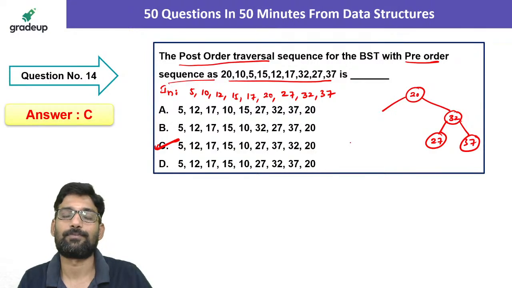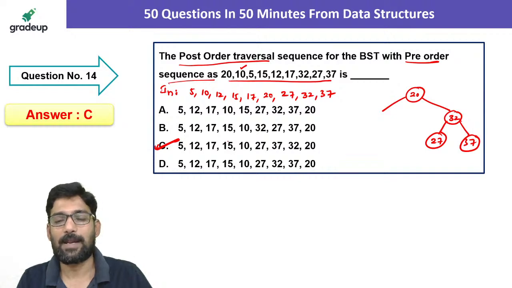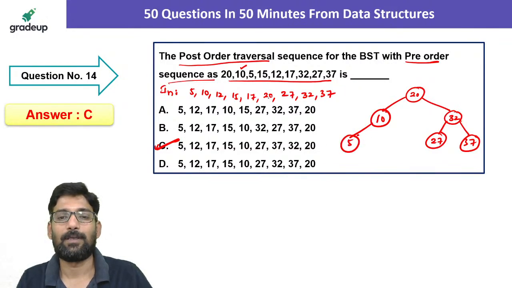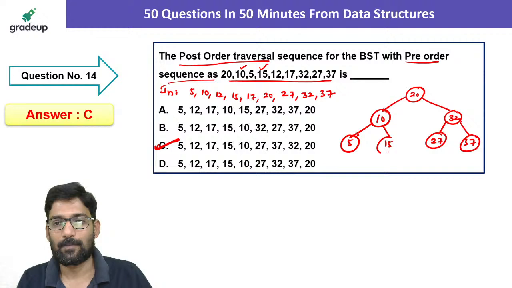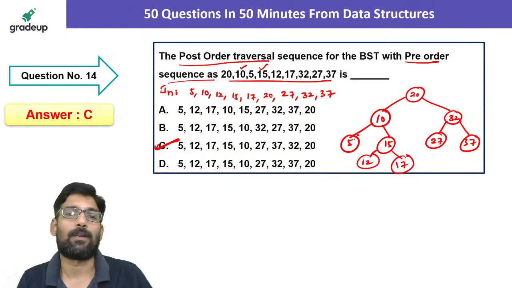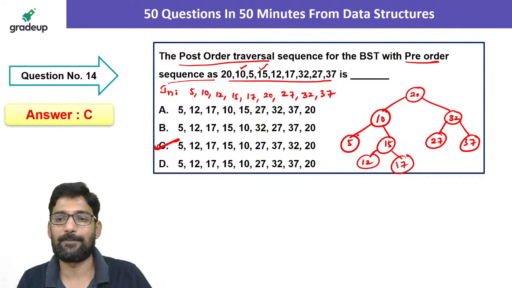Now, in these remaining elements, 10 is first, so 10 will be parent. When 10 is parent, 5 is on left. Now in 12, 15, 17, 15 is first, so 12 will be left, 17 will be right. So this is the tree. Now find out the post order sequence. 5, 12, 17, 15, 10, 27. So like this you will get.